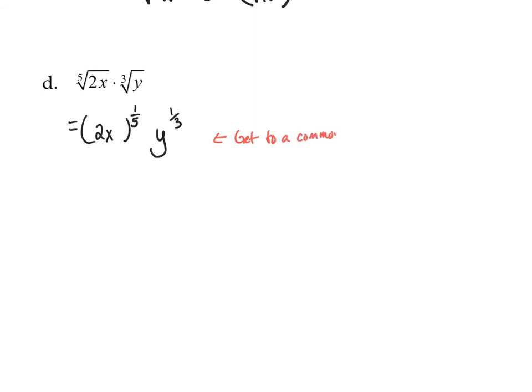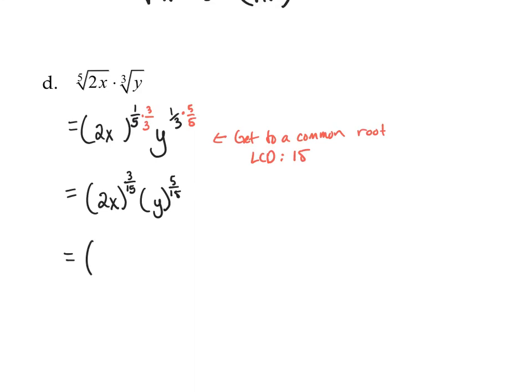And the common root would be the lowest common denominator, which would be 15. So I'm going to build this one up just by multiplying by a 1 to get them to both be 15ths. So I have 2x to the 3/15, and I have y to the 5/15. Now they have different numerators, but they have the same denominator. And remember, the denominator is the exponent of the root.